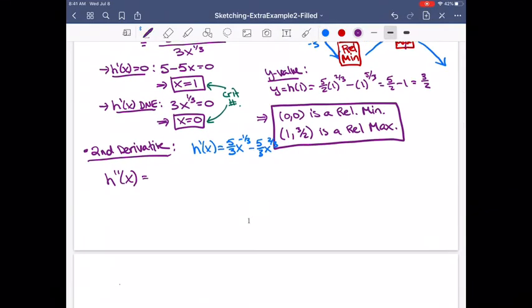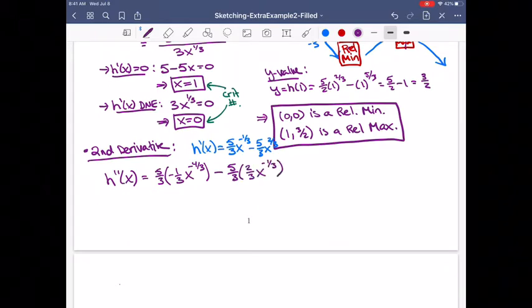So we're going to have 5/3 times negative 1/3 x to the negative 4/3, and then minus 5/3 times 2/3 x to the negative 1/3. Okay, now again, we're going to want to rewrite this. So this is going to be negative 5 over 9 times 1 over x to the 4/3 minus 10 over 9 times 1 over x to the 1/3.